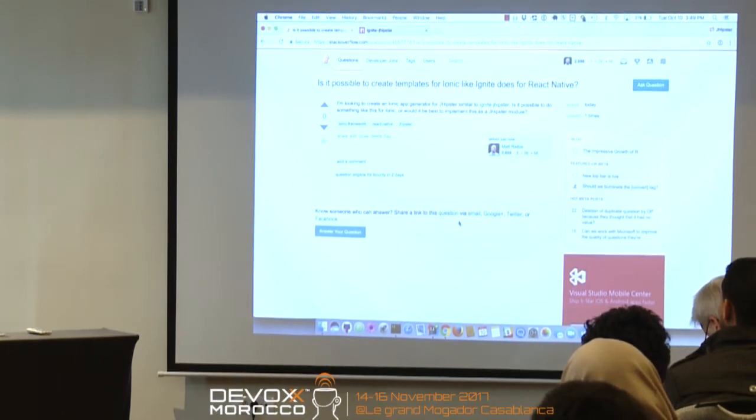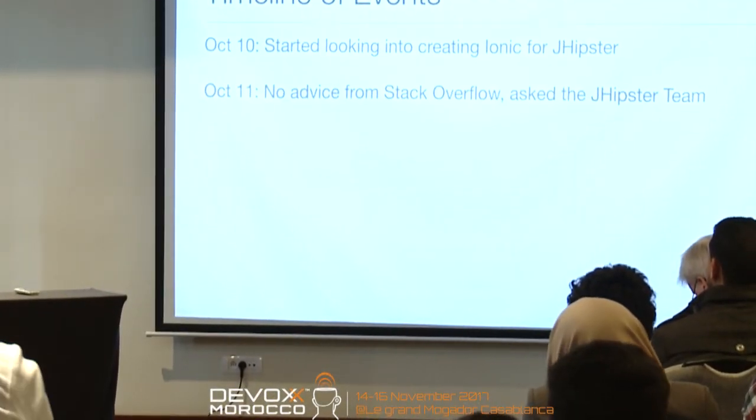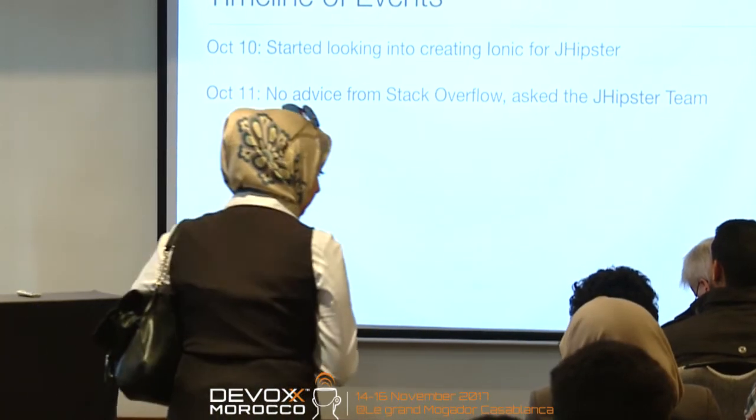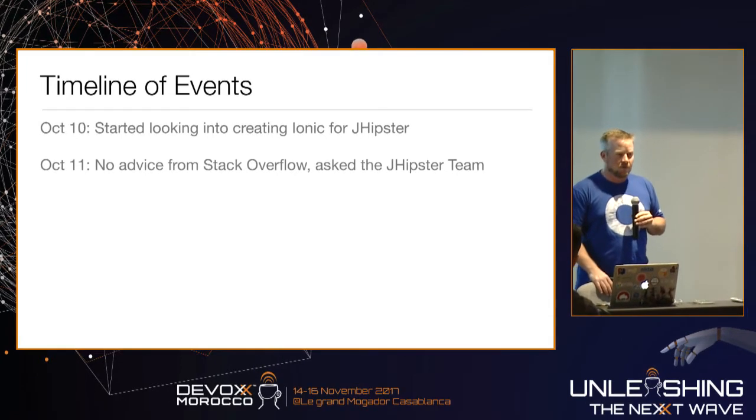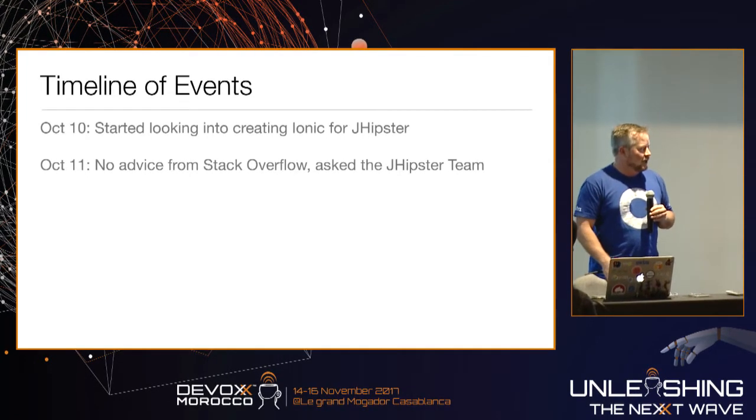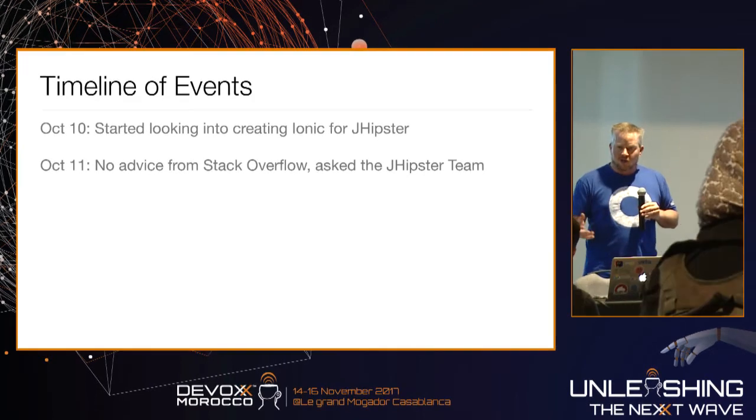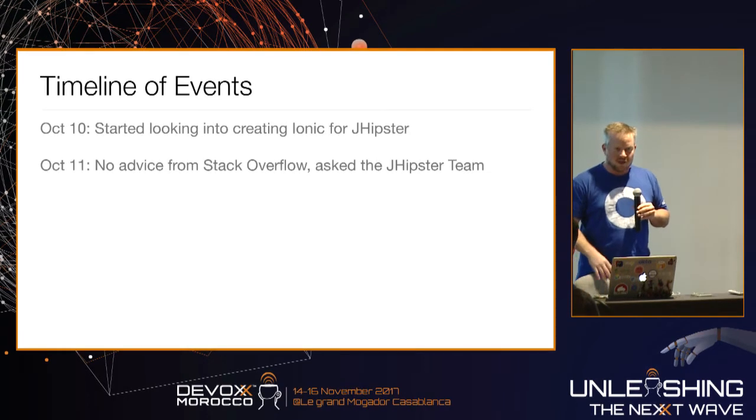So this question sat out there for a whole day and no advice. No one really knew what to do, so I followed this guy from Ionic on Twitter. I sent him a direct message, and I said, hey, I want to create a template for JHipster apps with Ionic. How do I do that? And he sent back a reply that seemed pretty easy, right? Ionic start, and then point to your GitHub repository. So I tried that. Didn't work.